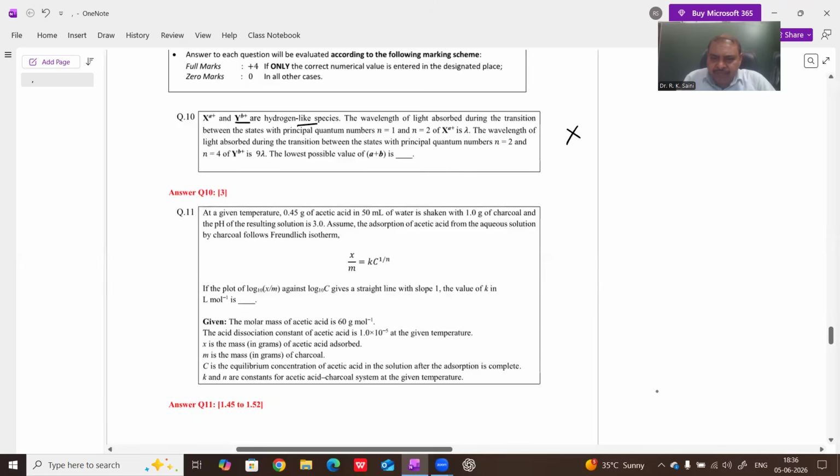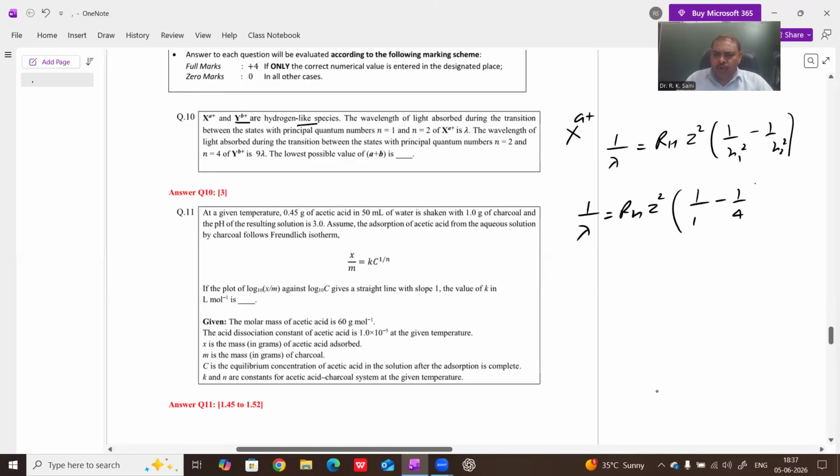For species X, we know that according to the Rydberg equation, 1 by wavelength equals Rydberg constant times Z square into (1 upon n1 square minus 1 upon n2 square). We put the value: Rydberg constant Z square into (1 upon 1 minus 1 upon 2), because n1 equals 1 and n2 equals 2. Therefore, the wavelength equals 4 upon 3 Rydberg constant and atomic number of species X A positive square, equation 1.